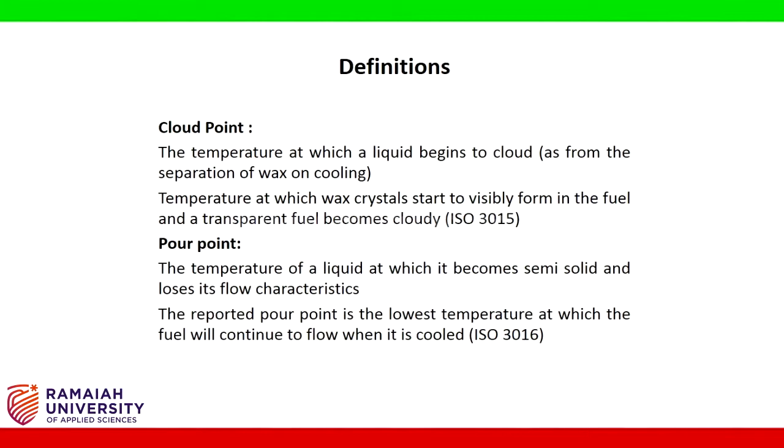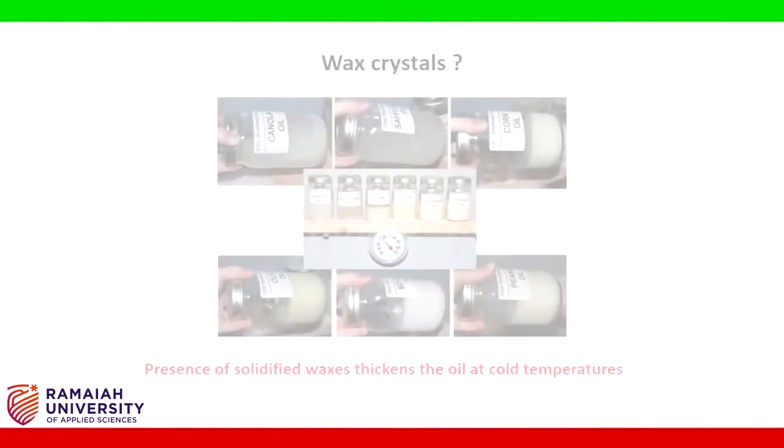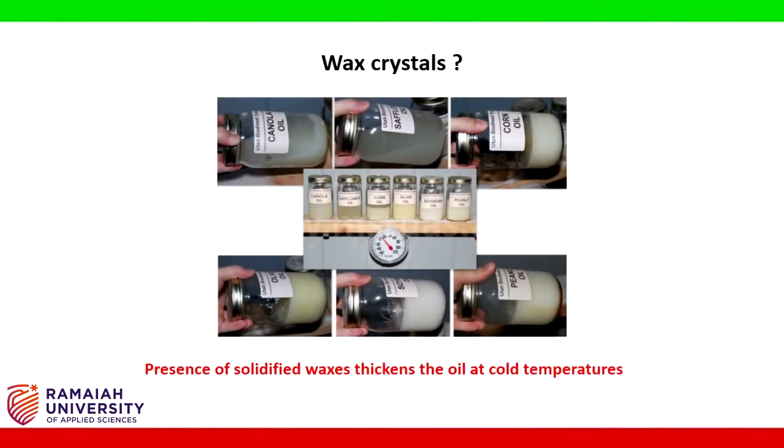The reported pour point is the lowest temperature at which the fuel will continue to flow when it is cooled. ISO 3016. You can see images of various oils at cloud and pour points with the formation of wax crystals. Why do wax crystals form? It is due to the presence of solidified waxes which thickens the oil at cold temperatures.